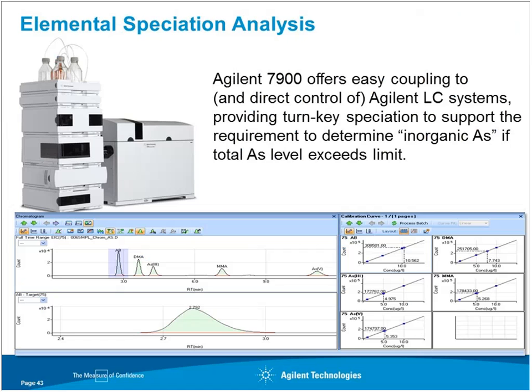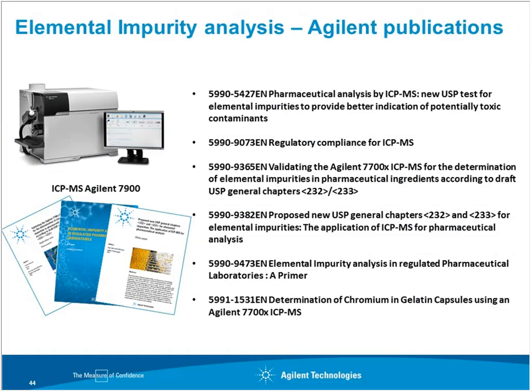So we can see the 7900 with the LC system here. And then we do have a number of publications, so elemental impurity analysis publications. These are all available from the Agilent website. Application notes, regulatory compliance notes. There's a primer on USP.